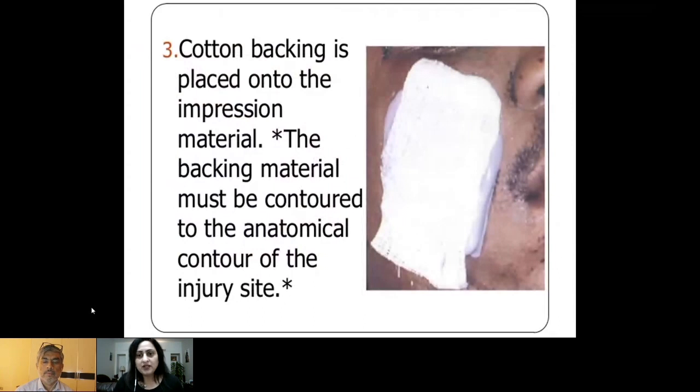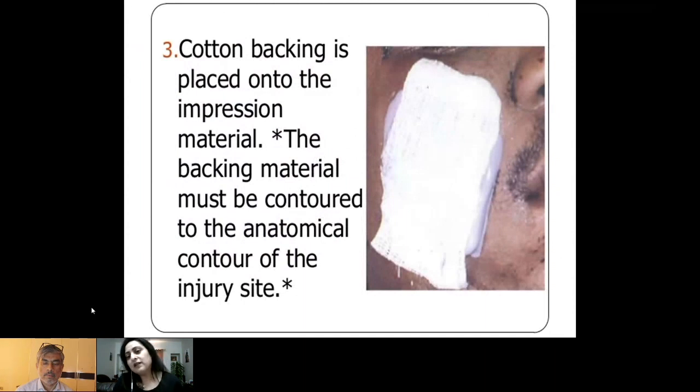And before setting, that is when the material is half set, we give a cotton backing. This is to be contoured to the anatomical contour of the injury site. This is because when we take out the impression, otherwise there will be distortion. So cotton backing is placed, and this cotton gives a platform for the plaster of Paris to settle.